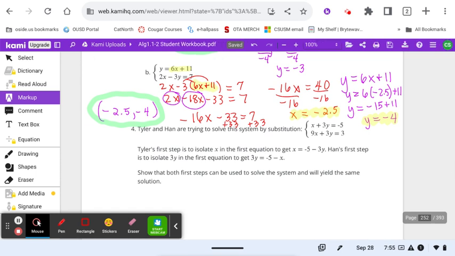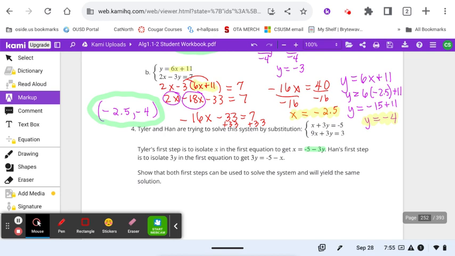Tyler and Han are trying to solve this system by substitution. Tyler's first step is to isolate the X in the first equation. So notice he put the -3Y's on the other side. Han's first step to try to isolate 3Y is to get 3Y equals -5 minus X. Show both first steps can be used to solve the system that will get the same equation.